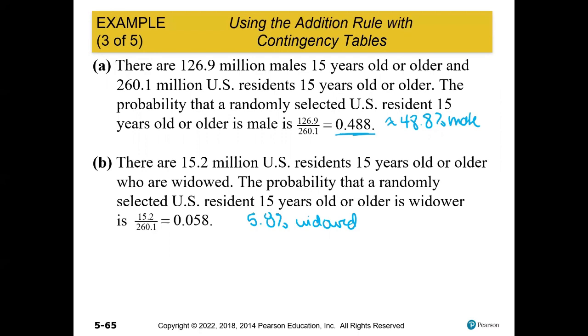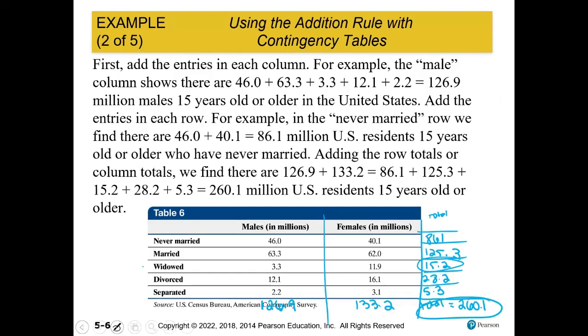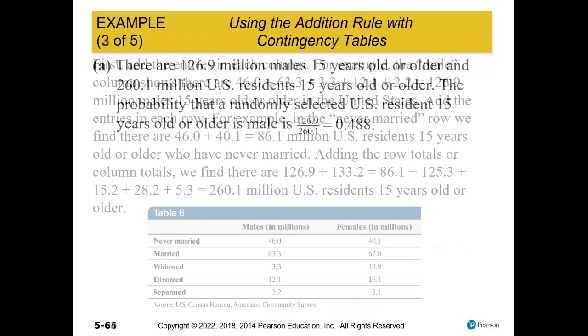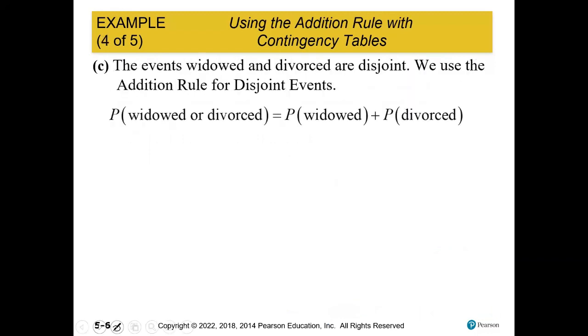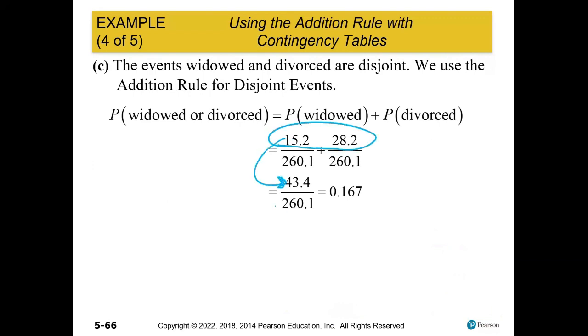Question C asked us to determine the probability that a randomly selected U.S. resident is widowed or divorced. If we look back at the table here, widowed and divorced are completely separate options. If you're counted as widowed, you are not counted as divorced. They are separate values, so these are disjoint, meaning I'm just going to add the values together. 15.2 plus 28.2 gives me a total of 43.4 out of my original total of 260.1. Notice when you add fractions together here, the only thing that is changing is your numerator. Your denominator does not change.